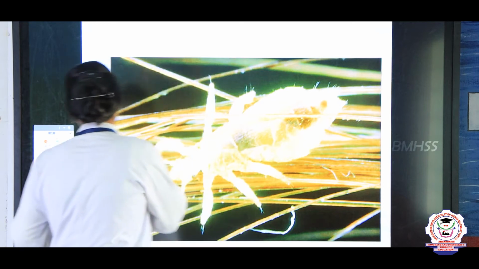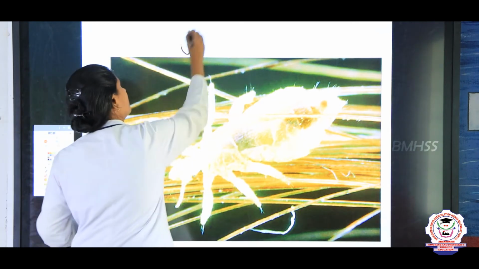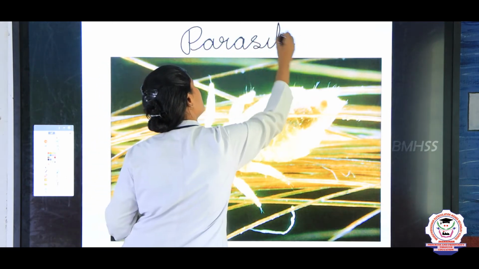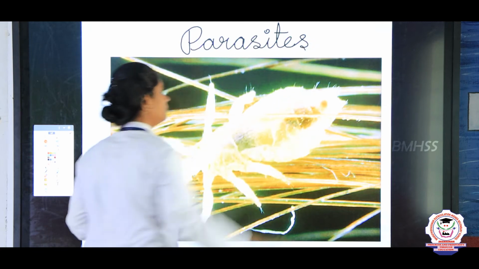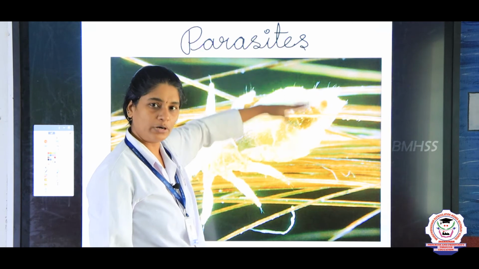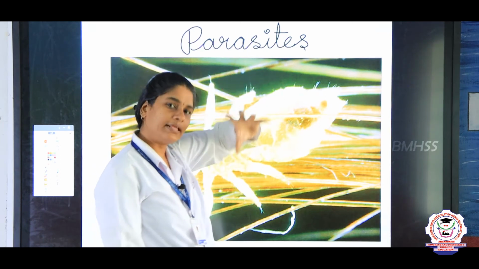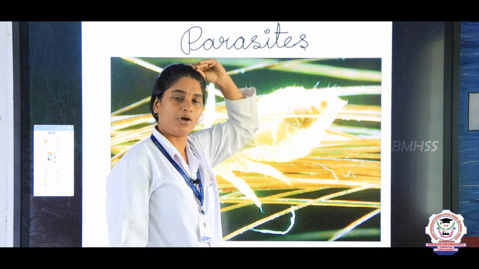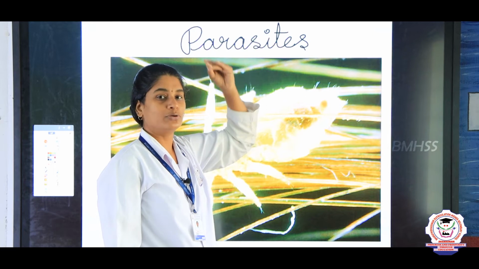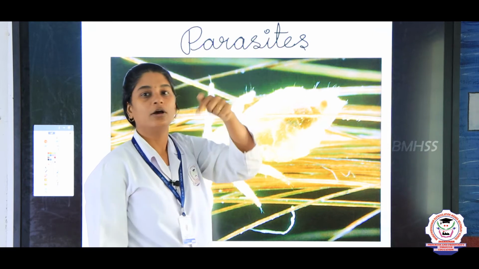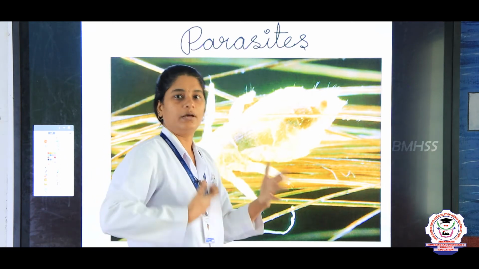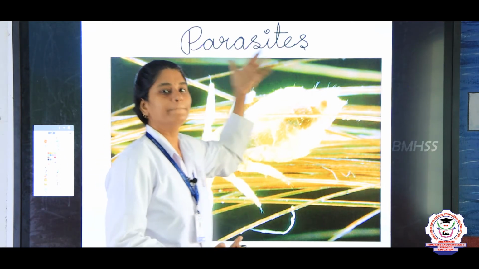Parasites, P-A-R-A-S-I-T-E. They live inside the body or on the surface of the body of a living organism and they take the food from the living organism. Example, your lice, right. Your lice is present in your head. It takes the food, sucks the blood from your body, right. So, this type of adaptation for food is known as parasites. Okay.